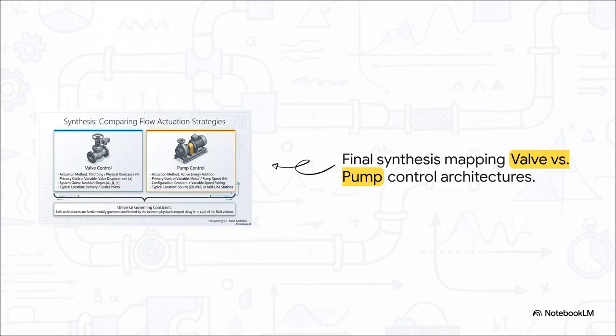Bringing everything together into a final synthesis, we can map out the fundamental physical characteristics right next to each other. For valve control, your primary variable is valve displacement, x, and it relies on Jacobian slope gains. Plus, it's typically located at delivery or outlet points. For pump control, on the other hand, your primary variable is motor speed, n, utilizing a paired constant and variable speed configuration. And you'll typically find this at the source or at midline stations.